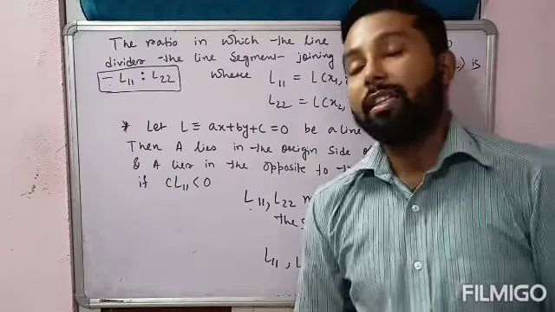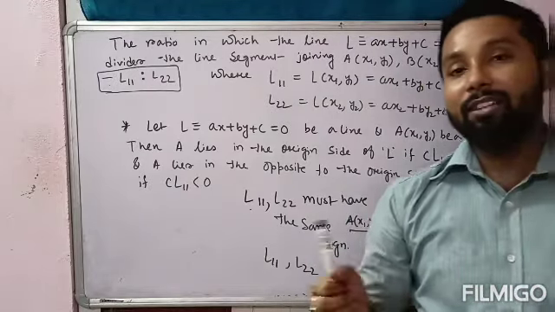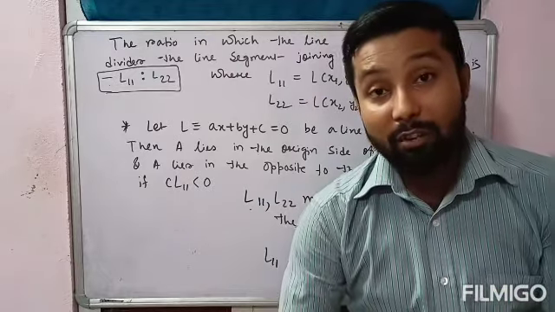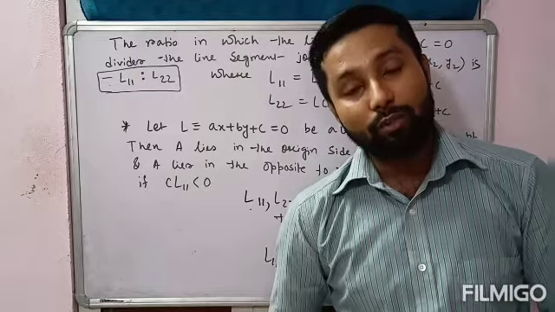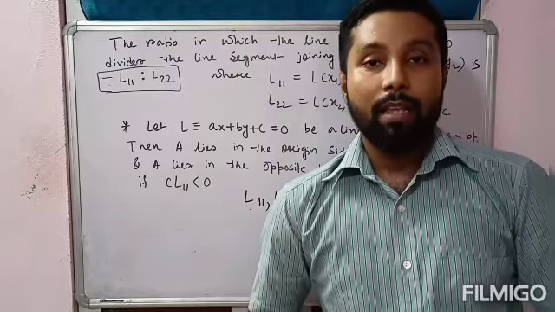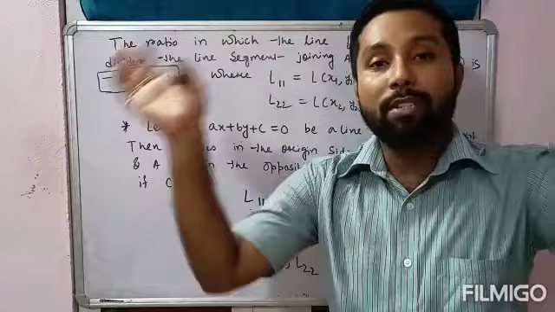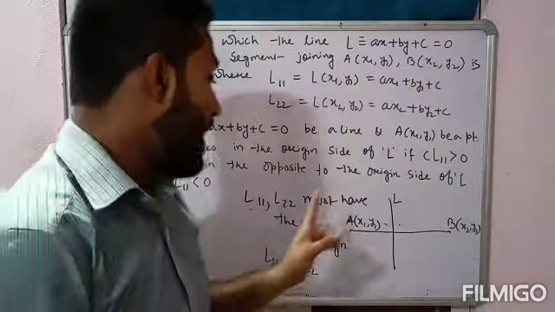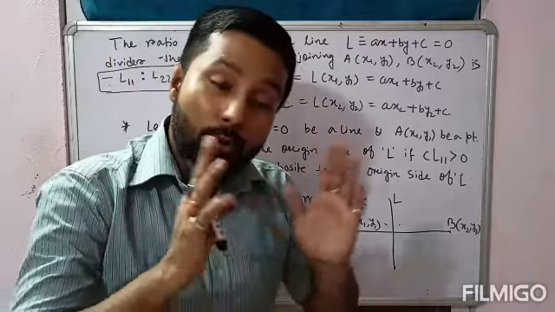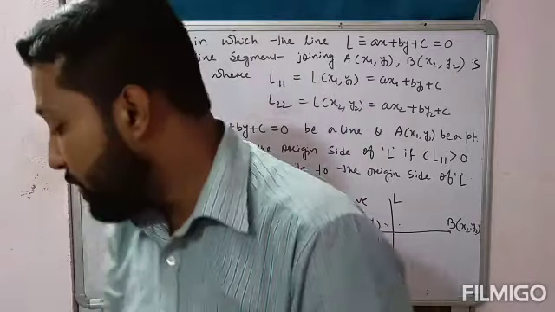Okay, so the 2 points A and B lie on the same side of the line L if and only if the sign of L11 and L22 are same. The points A and B lie on the opposite side of the line if and only if the sign of L11 and L22 are opposite. Right? So let us take one example.